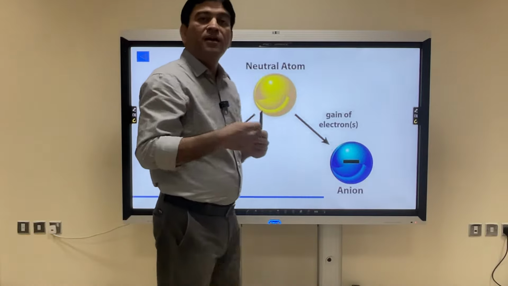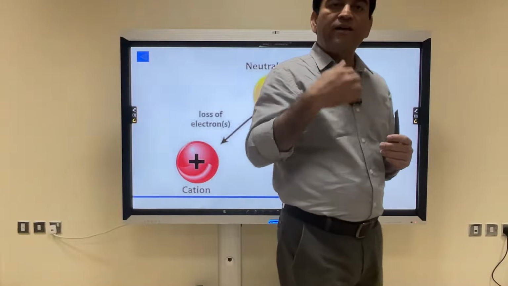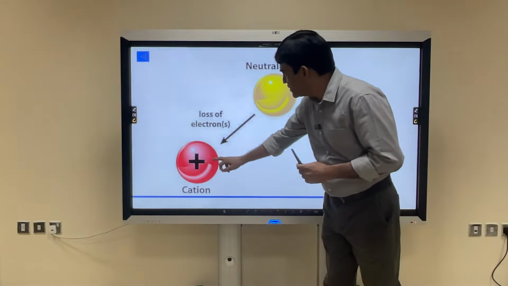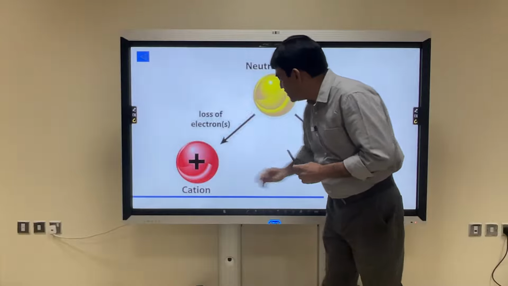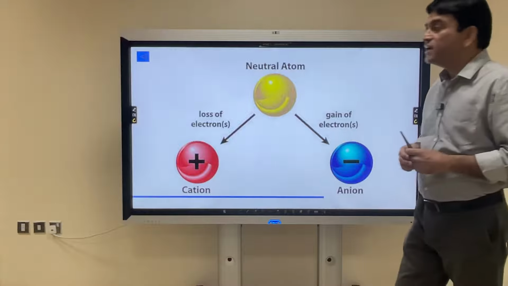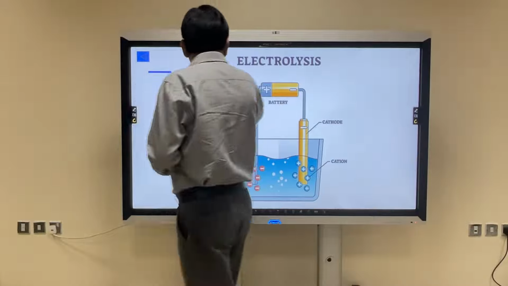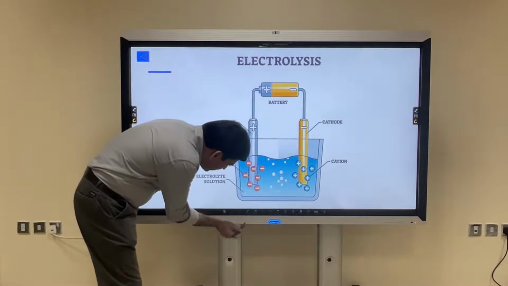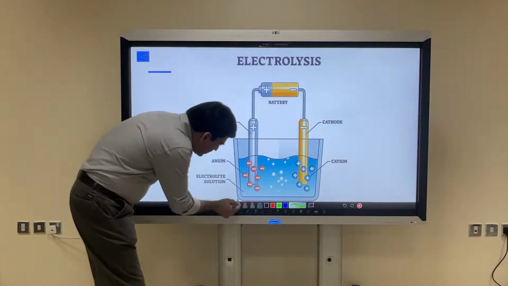So an atom can lose an electron, or it can gain an electron, and it can become positively charged or negatively charged. A positively charged ion is known as a cation, and a negatively charged ion is known as an anion. Now, just to understand this a bit more, why do you have these names, anion and cation?